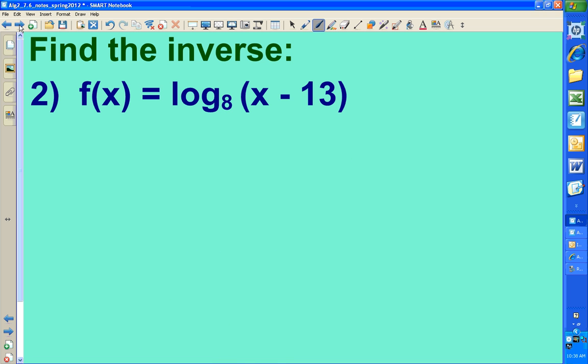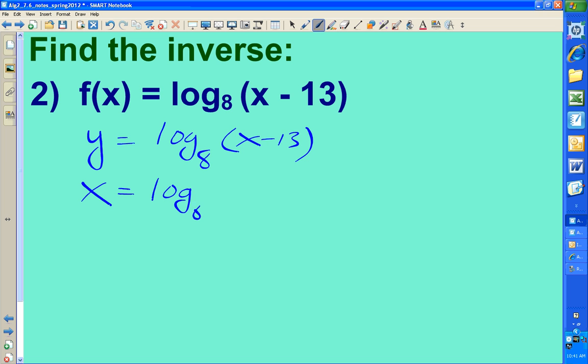Try this one. Same drill. All right, let's take a look. So we switched to y first. And then switch your x's and y's. You don't have to reverse here. You can go right to definition of a log. 8 to what power? x is equal to y minus 13.